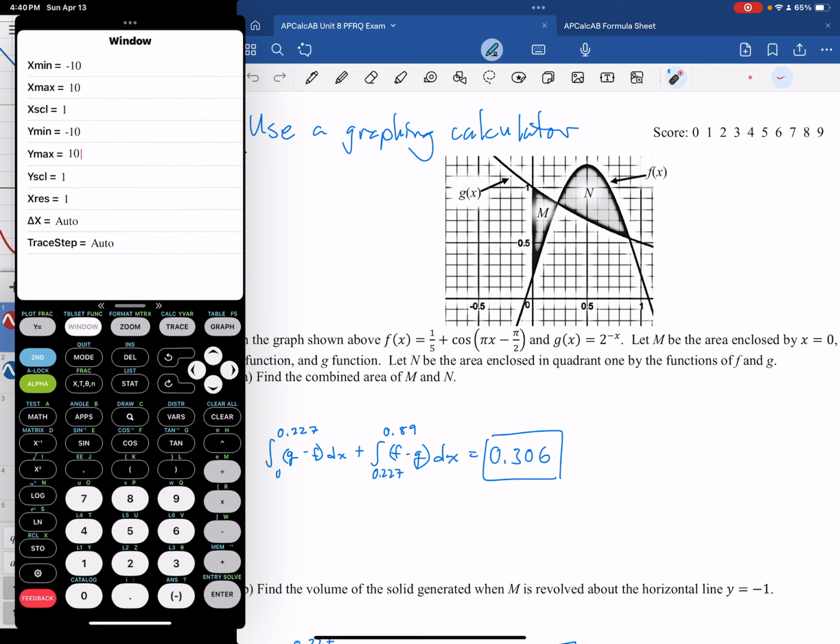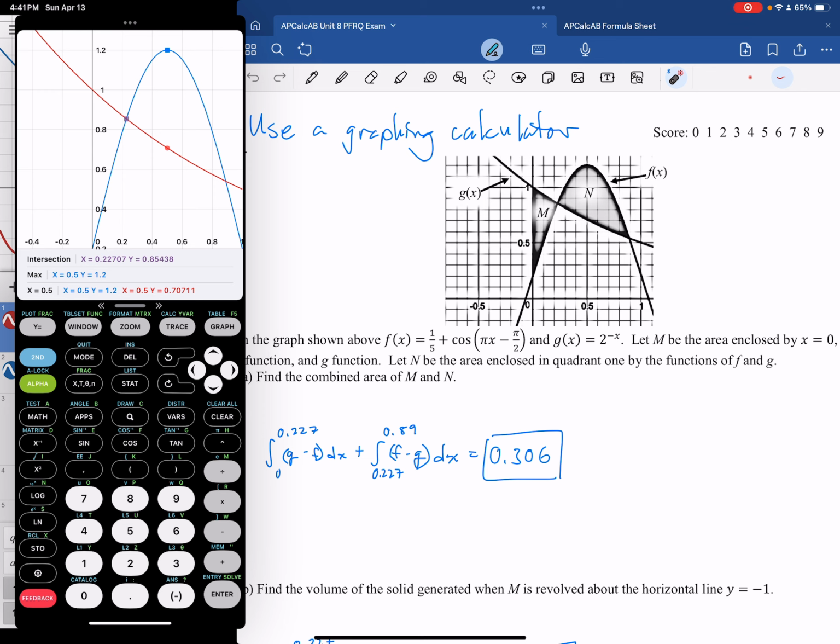First, I'm going to change my window. I'm going to put my x min to be kind of the same as what is on my graph. So I have a negative 0.5, and then I see a 1 for my x max. And then for my y min, let's go down, clear. Y min, that looks like a 0.2. My y max, let's say that's a 1.3. And let's see what it looks like. Yay, it looks just like it.